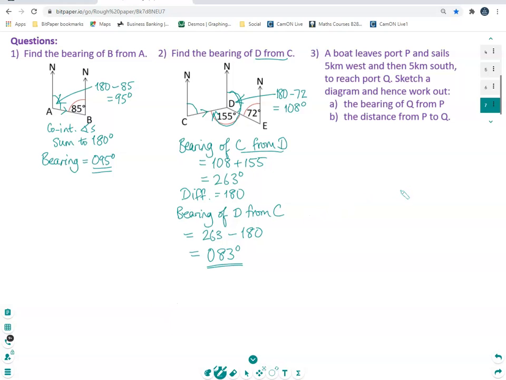Now for number 3, we're going from P and we're going 5 kilometers west, which is that direction, and 5 kilometers south, which is that direction. So we'll call our point P here, and we'll say we're going 5 west and then 5 south. So of course this must be a right angle, and this point here is where Q is. So there's our diagram.